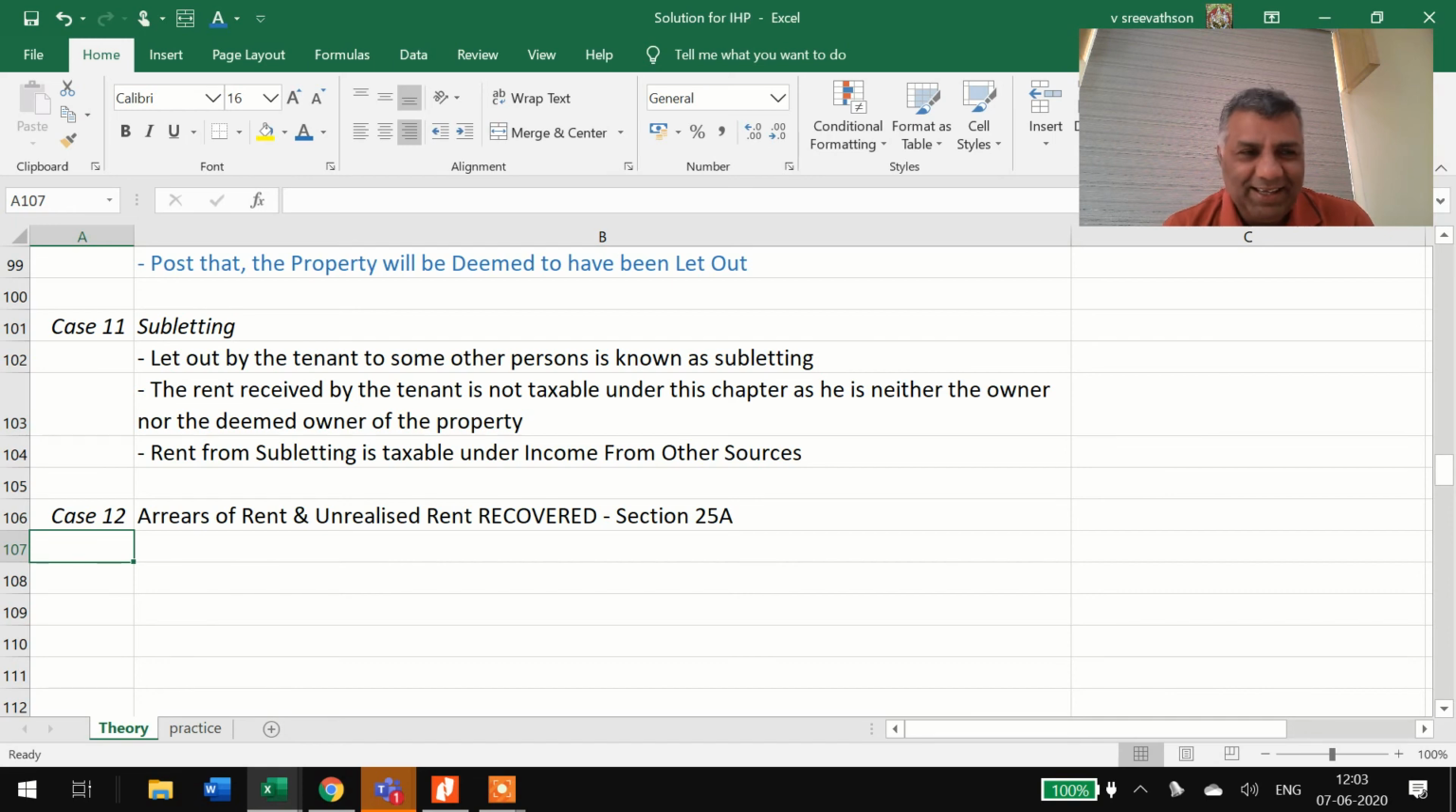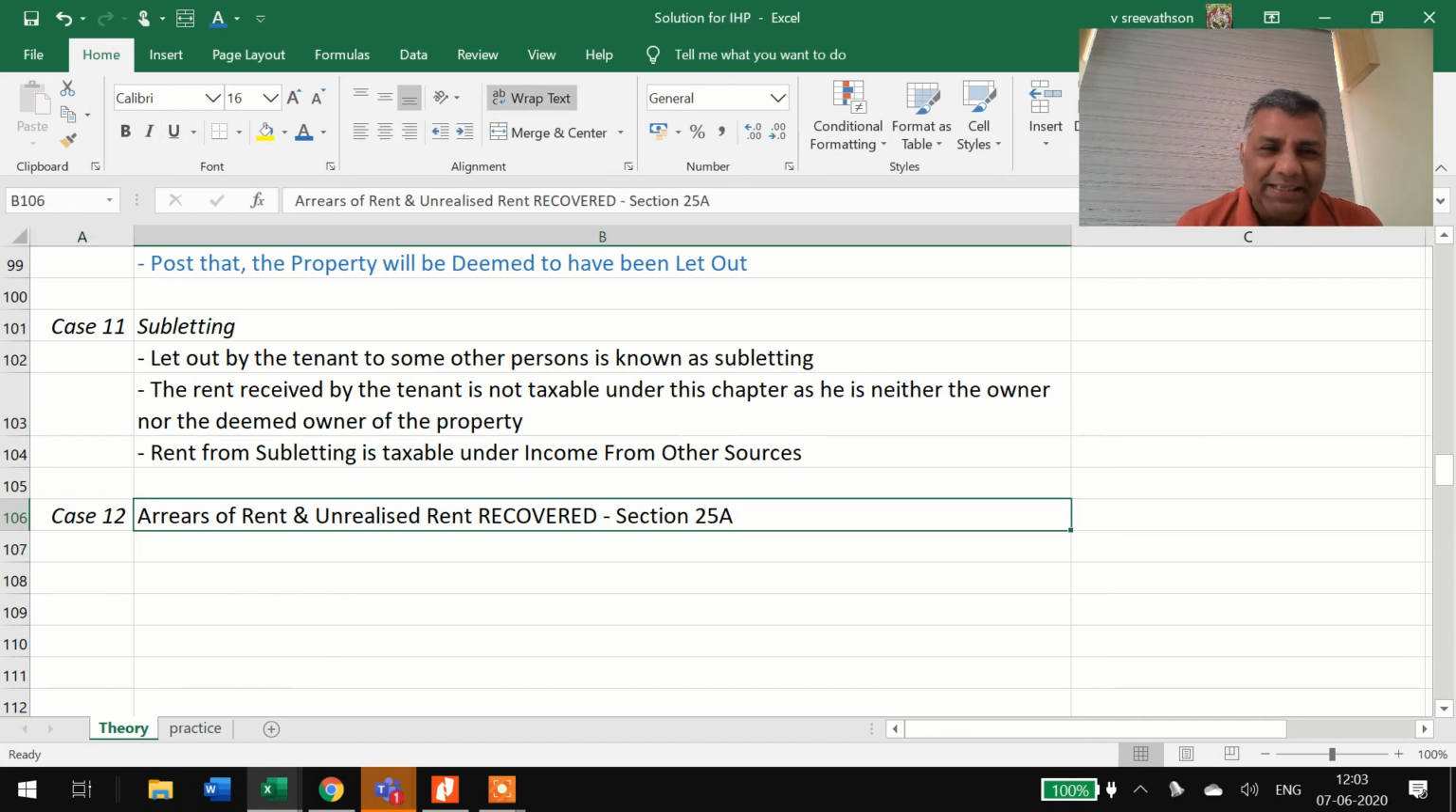Okay, so I want to tell you what is meant by unrealized rent. We already know it is rent due but not received. So in 2017-18 or in 2018-19, I have claimed unrealized rent as a deduction. Now I get that rent back. The tenant now comes and pays. That year I claimed it as a deduction, now I am recovering it. Unrealized rent recovered. What is arrears of rent recovered?